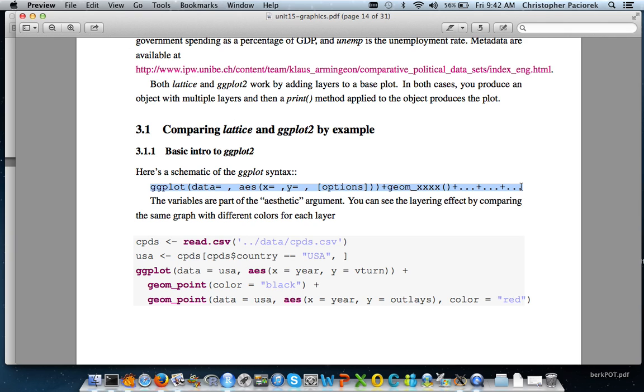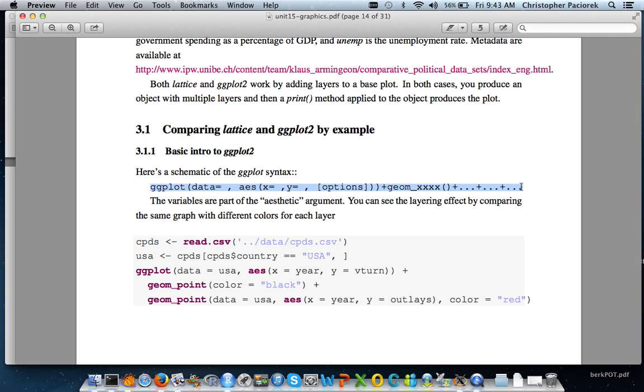And then it has this aesthetic argument, AES, and that is where you tell it what the x, y, and potentially the z variables are. In those 5 categories that I mentioned before, that's the x, y, and the z here. And there may be options in here as well. And then you do plus, and you'll notice this parenthesis finishes off this call to Ggplot. So this is the manner in which we're adding together different pieces of the plot.